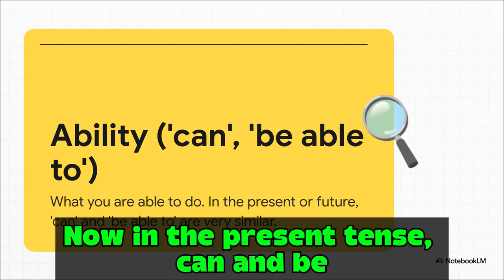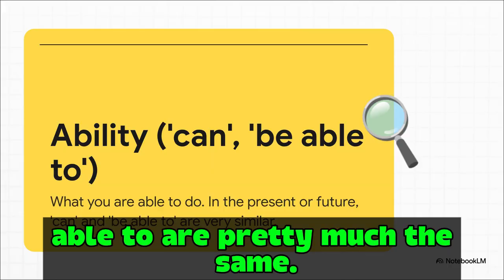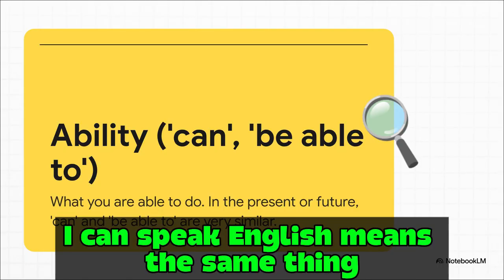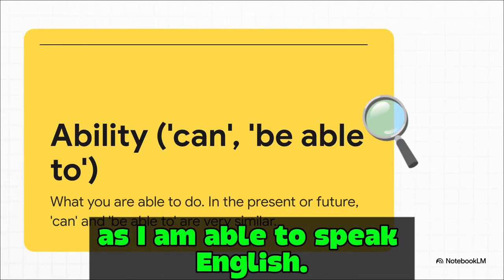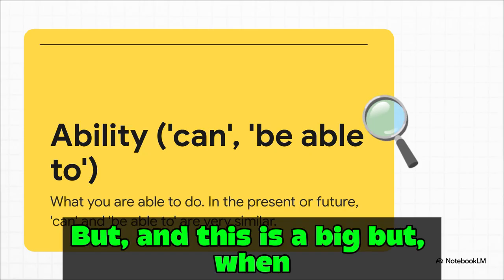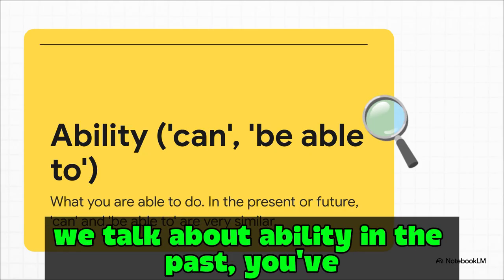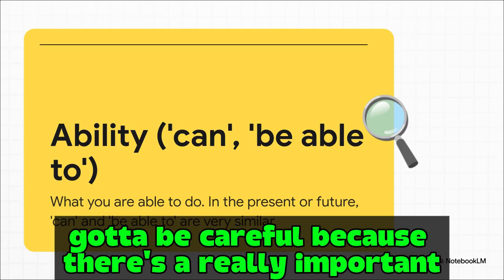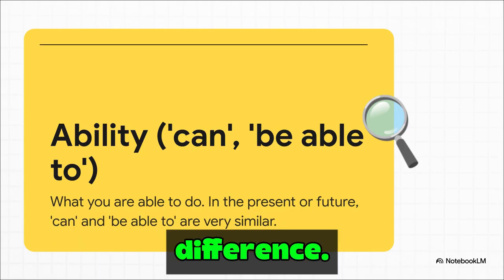Now, in the present tense, can and be able to are pretty much the same. I can speak English means the same thing as I am able to speak English. Simple enough, right? But, and this is a big but, when we talk about ability in the past, you've got to be careful because there's a really important difference.